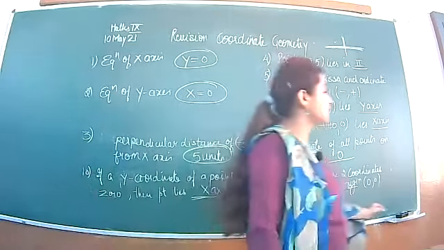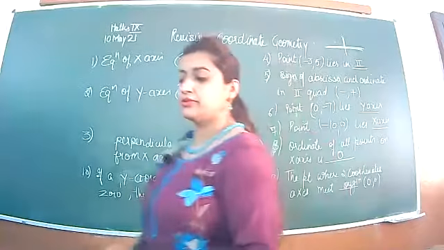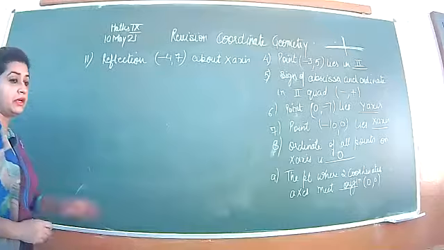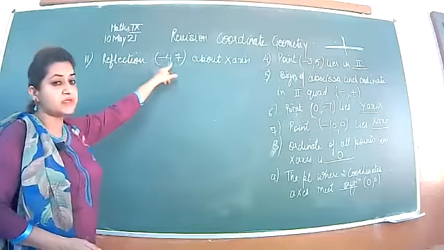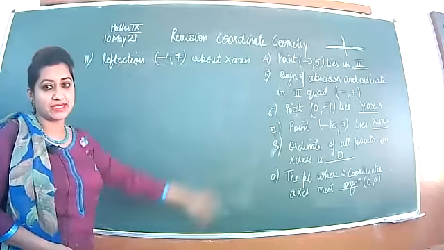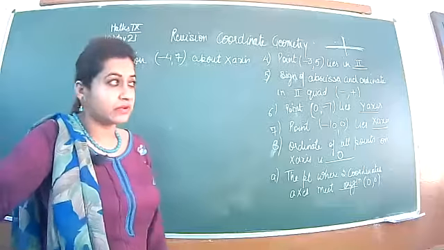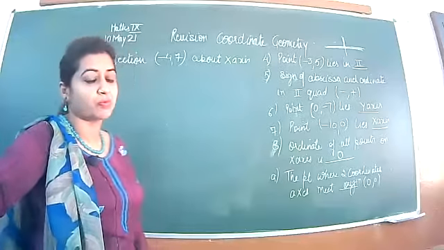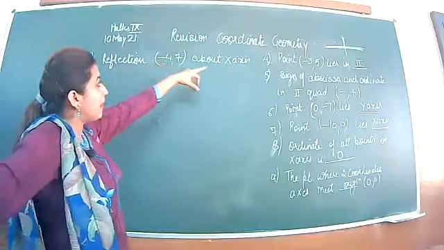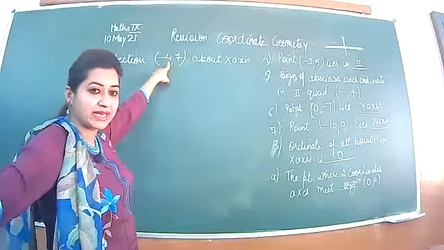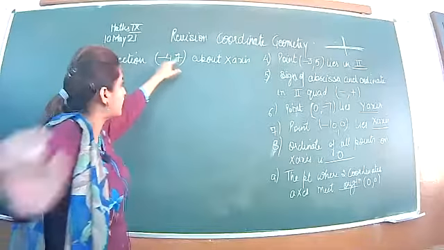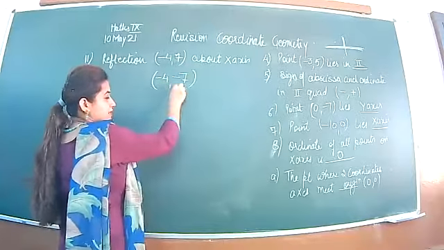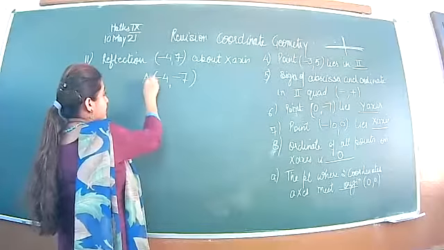Now next is, write the reflection of -4, 7 about x-axis. We are talking about the mirror image. Reflection means mirror image of this point about x-axis. When they are talking about x-axis, so you will change the sign of y. X will remain same and the sign of y coordinate will change. अभी आंसर आ गया A.